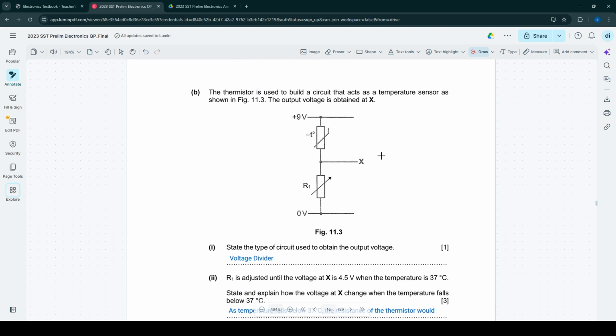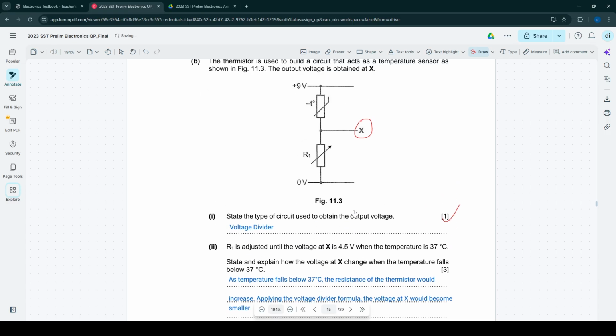The thermistor is used to build this circuit that acts as a temperature sensor, as shown in this figure, and then acts as the output voltage. What is this? It's a voltage divider, yes. R1 is adjusted until the voltage X is 4.5 volts when the temperature is 37 degrees.